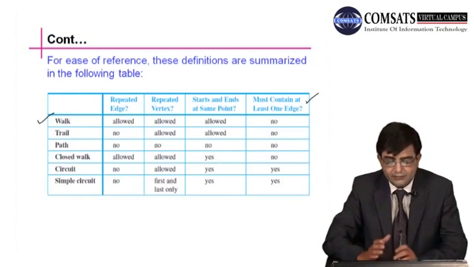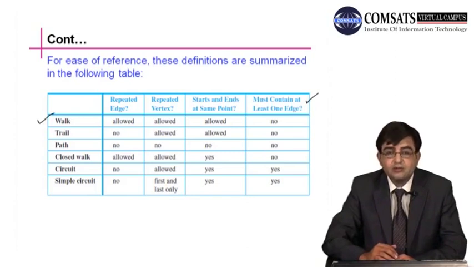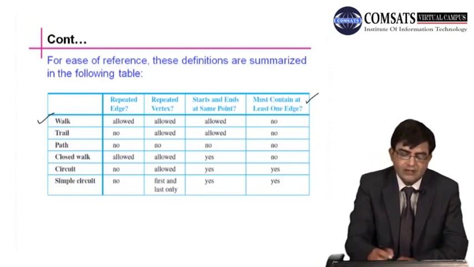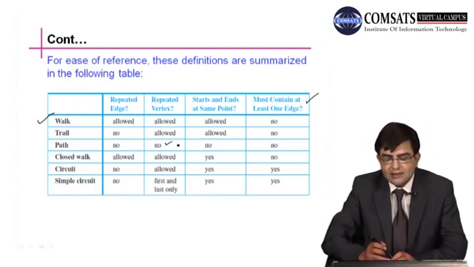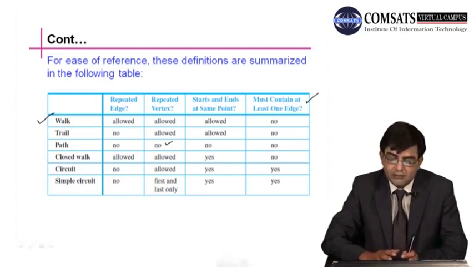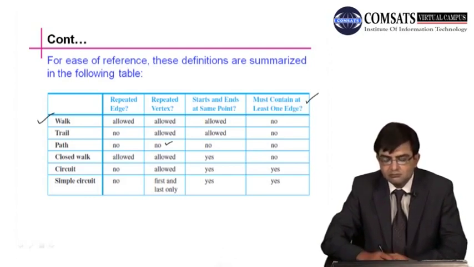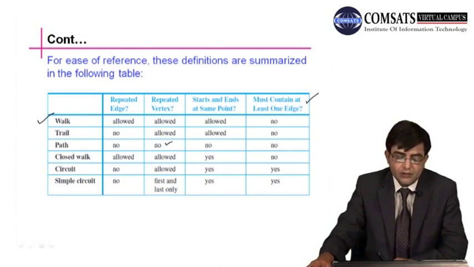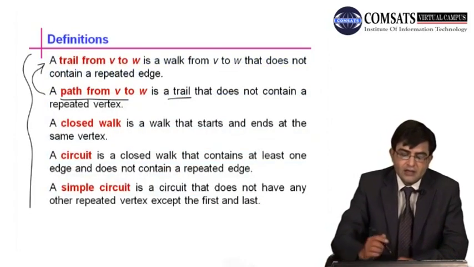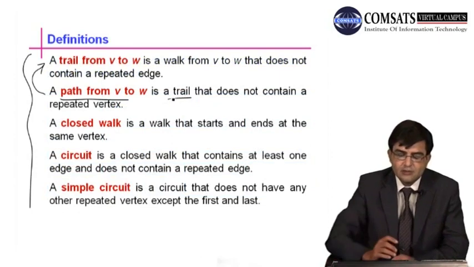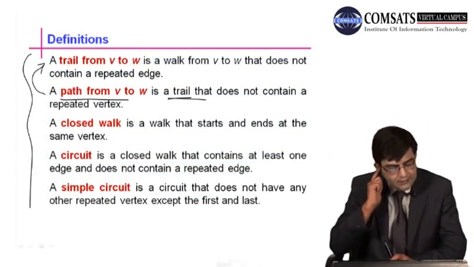In a path, first of all, a path should be a trail, that is, it should not contain any repeated edge, and further, it should not contain any repeated vertex. So here also the starting and ending point, in a trail, may be the same. Here the starting and ending point must not be the same, as a path doesn't contain a repeated vertex.